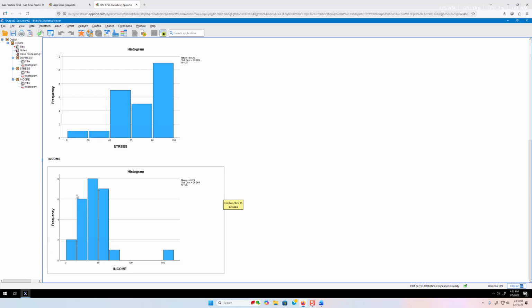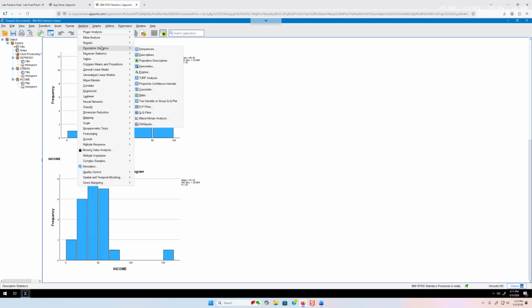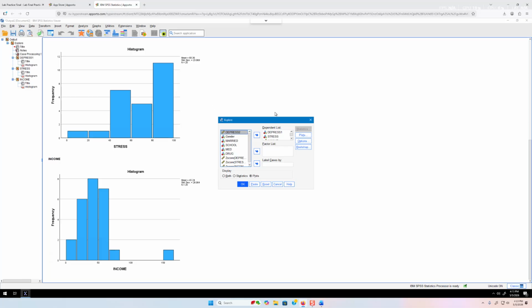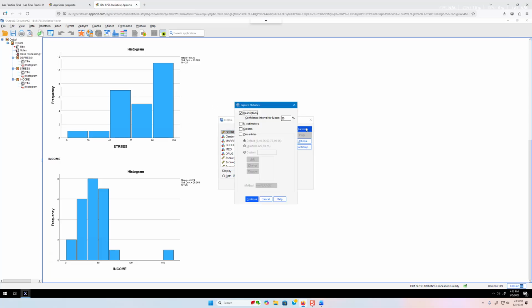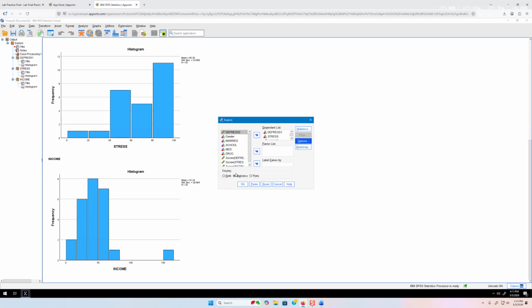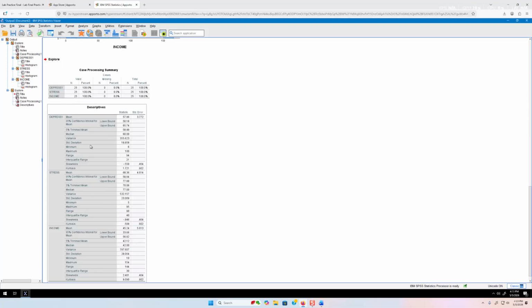If you have trouble looking at the graphs, you can go back to Analyze, Descriptive, Explore, and you can look at the statistics of the plot. Just leave it like this. Options, leave it alone. And this will give you some skewness information. So you see skew, it's a negative value. The bigger the negative value, the more skewed it is. But it's a negative value, so it's negatively skewed. Stress, negative value, negatively skewed.